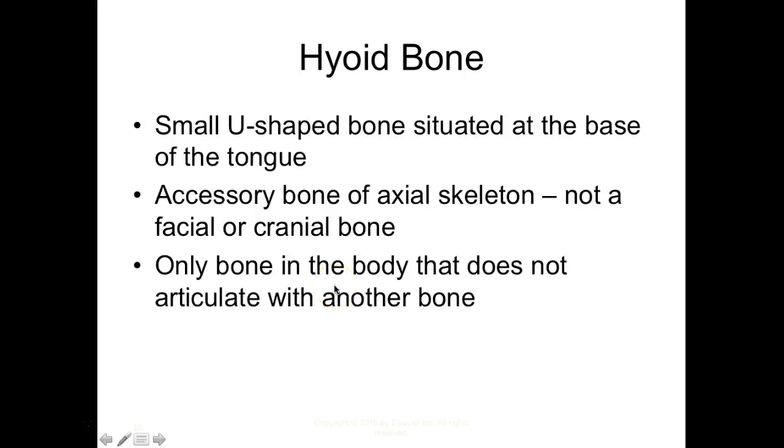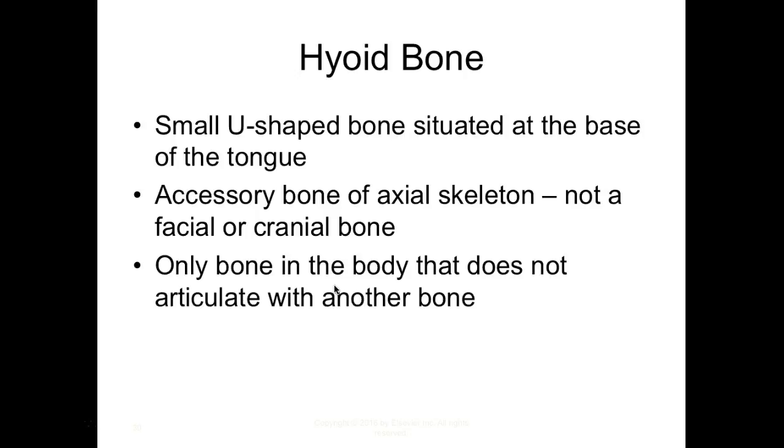So the hyoid bone is a small U-shaped bone situated at the base of the tongue. A lot of you, when you're labeling and giving me all the bones, are one short. You can't figure out where that one short bone is. It's the hyoid. Don't forget the hyoid. It's an accessory bone of the axial skeleton. It's not a facial or cranial bone, so I'll have you put it in with the facial bones.